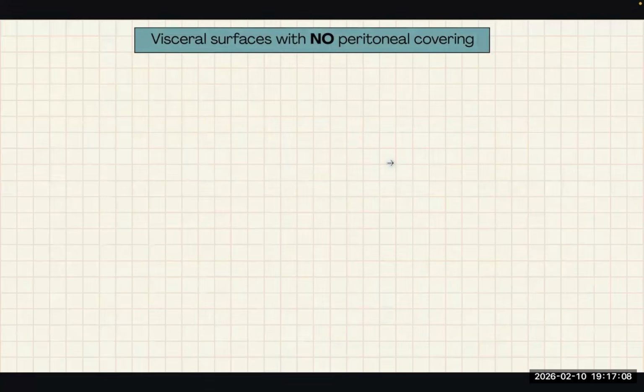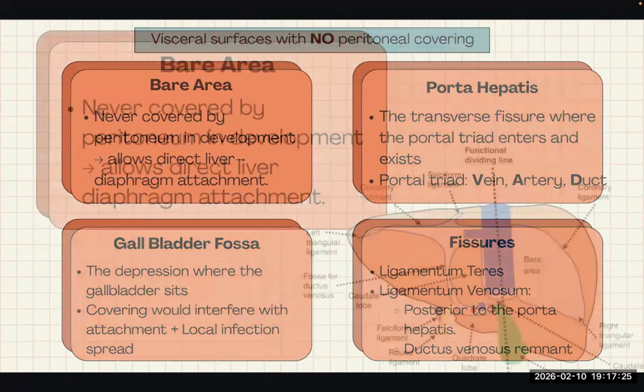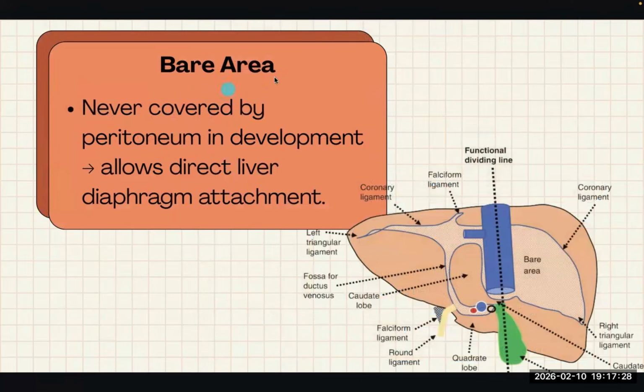It's very possible that we have visceral surfaces with no peritoneal coverings. That sentence confused me for some reason, but yes, you can have visceral surfaces with no peritoneal coverings. Bombardment of words, so let's break it down. First thing, just like we already talked about, the bare area. The bare area is the area that is not covered by a peritoneum. And it makes sense, because we said that it's the attachment point between the liver and the diaphragm. If it has peritoneum, it's going to be slippery and it's not going to be that stable. So the anatomy is helping its function.